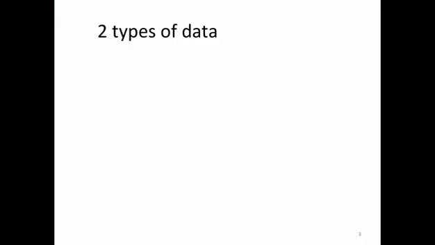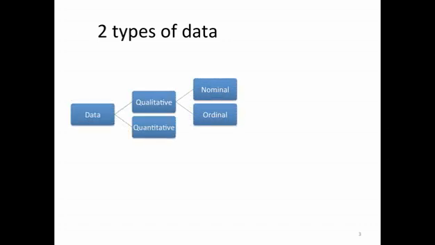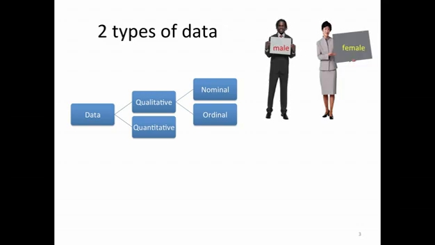In the first instance, data can be classified as qualitative and quantitative. Qualitative data arise when individuals fall into separate classes. These classes generally do not have any numerical relationship with one another. For example, males and females. There are two types of qualitative data, nominal data and ordinal data.